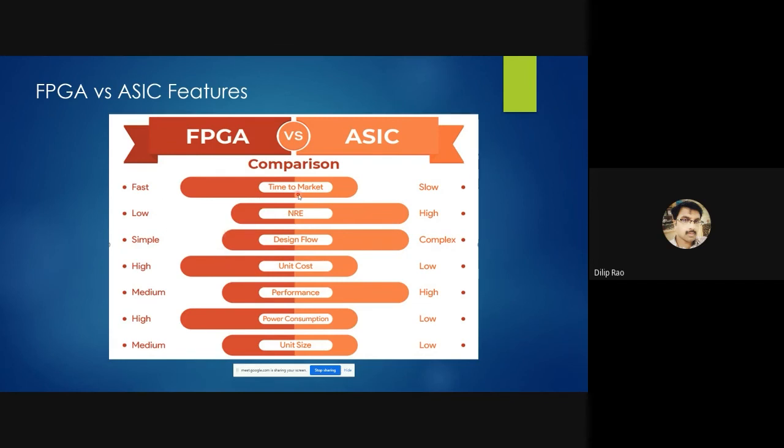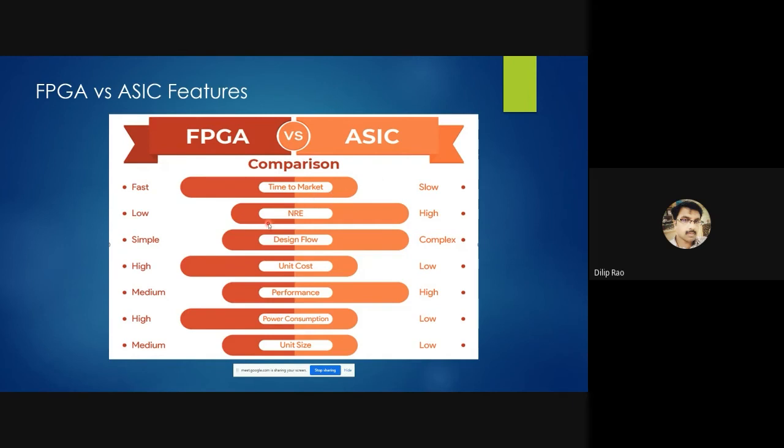If you see, the time to market for an FPGA is quite fast. You don't really need to worry about a lot of other overheads that come into the picture for an ASIC. For an ASIC, it's a bit slow because you need to worry about hazards and other things. Otherwise, you are going to ruin your money. For the factors that we have already described before, I will not go through that again.